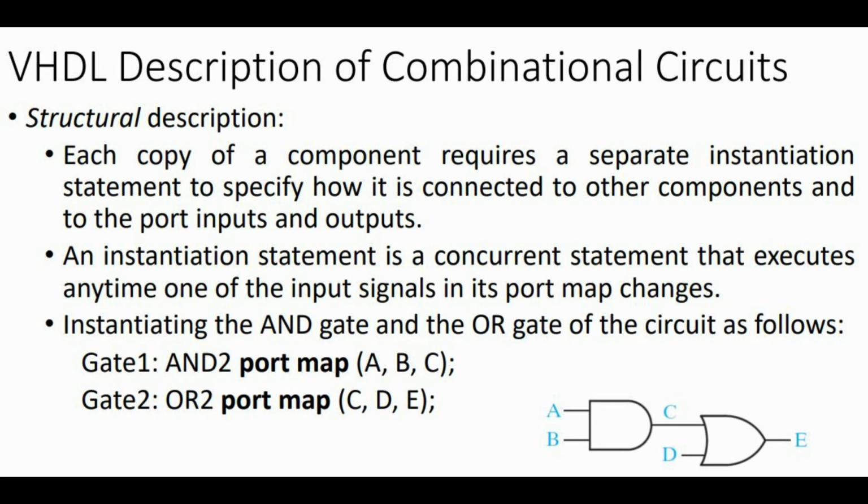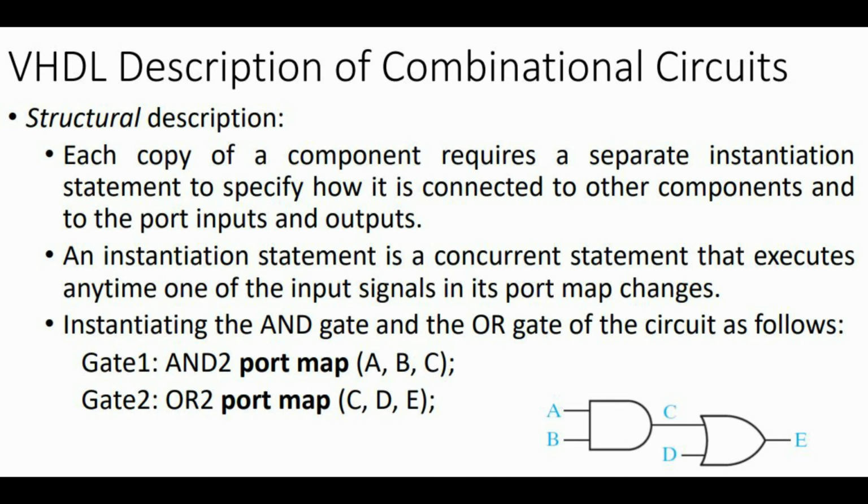Instantiating the AND gate and the OR gate of the circuit is as follows. We have the port map where A and B are the inputs and C is the output of the AND gate. In the second gate, we have C and D as the inputs and E as the output port.